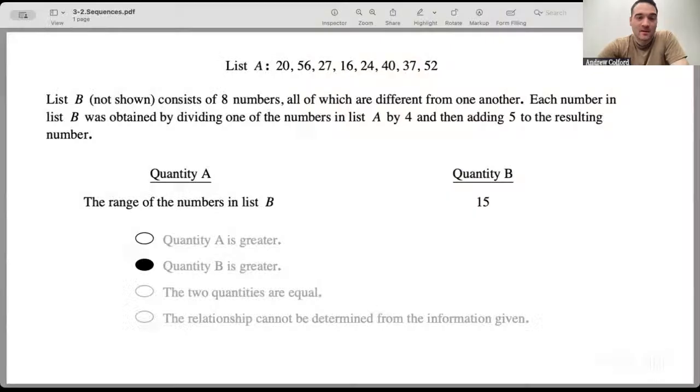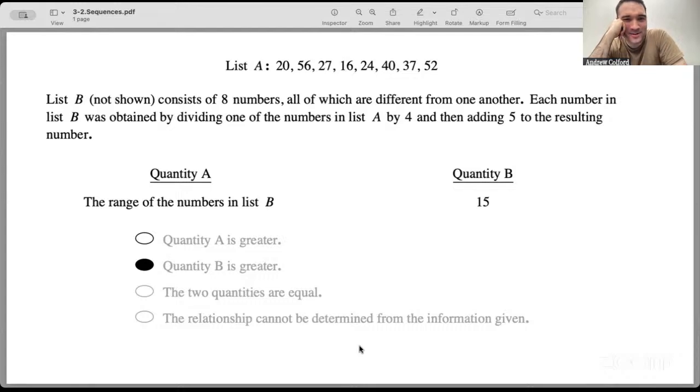Ooh, another sequence. We'll see how this one goes, RH. All right, so let's share this. Okay, list A. Oh, that's nice. It's not in order, but whatever.